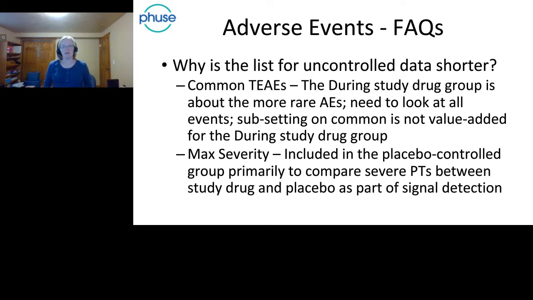The other one that you don't see in the recommended list is the max severity table. Again, we talked about the purpose of the max severity table. It's to see if you missed any signals by looking at all severities. Is there another signal if you just look at the severe events? And this is, again, in the context of an imbalance with placebo. So it doesn't have a signal detection purpose when it comes to uncontrolled data.